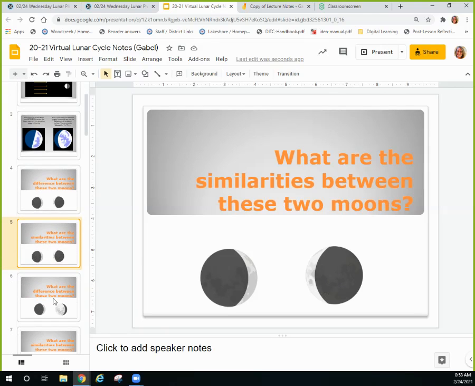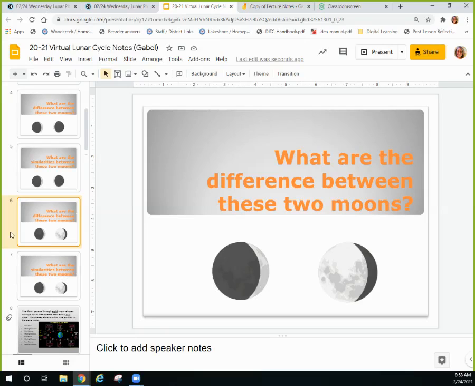For this one, I want you guys, again, to look at these and talk about what the difference between these two moons is. What is the difference? They have light on different sides. So this moon is showing light on the right, and this moon is showing light on the left. Very good. When we look at the picture again, what are some similarities that you guys see between these two moons?